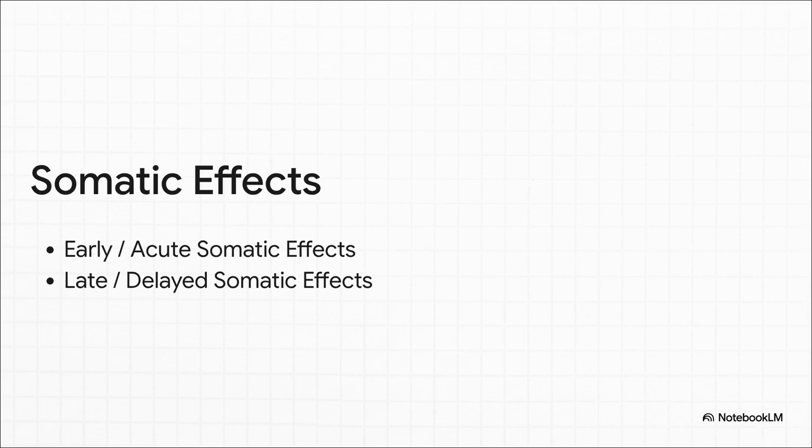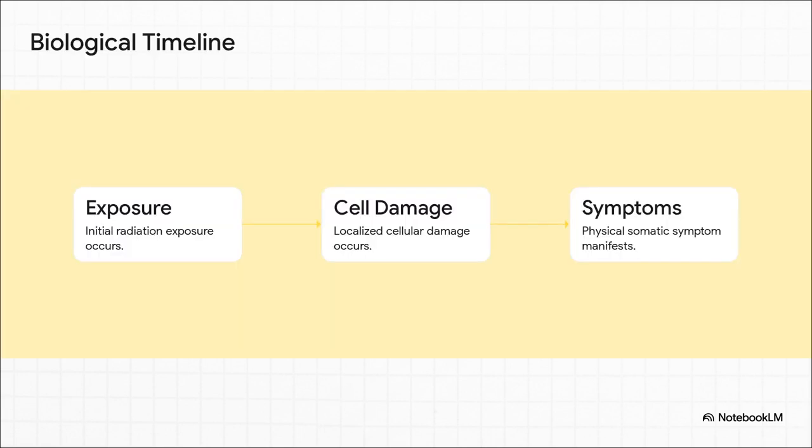Then, secondly, we have late or delayed somatic effects. Now, these are much sneakier. They stem from complex, slow-brewing mutations that don't actually kill the cell right away. Instead, they subtly alter its replication code, taking years or even decades to finally show up as a malignancy. Let's look at how this actually builds across the biological timeline.